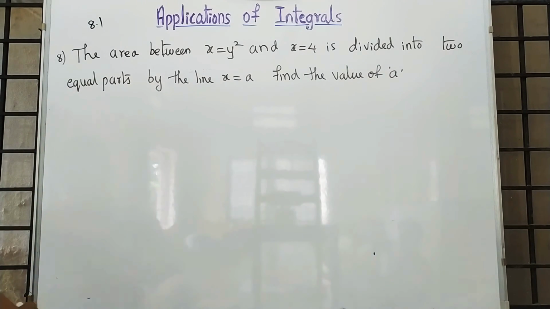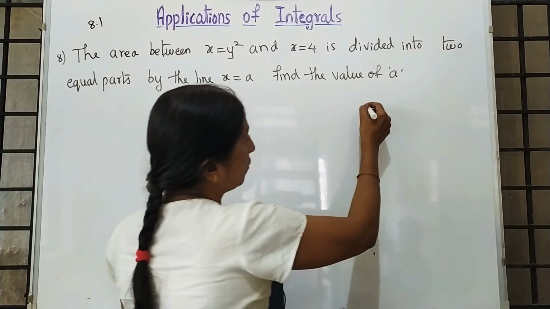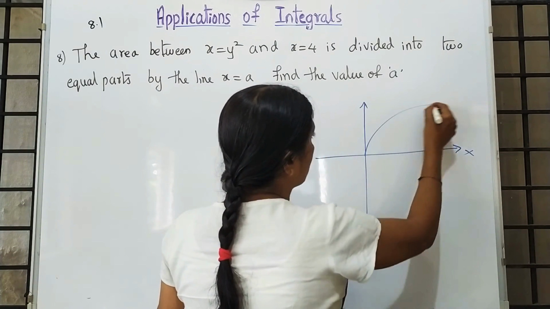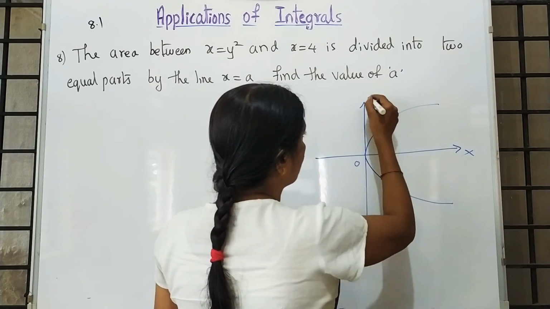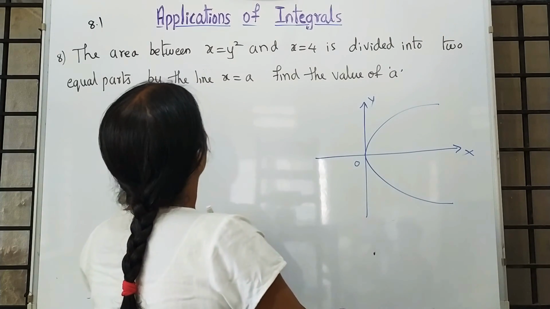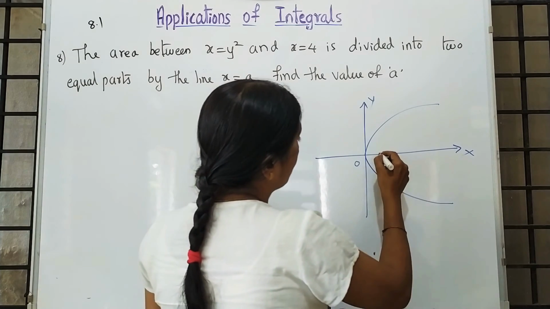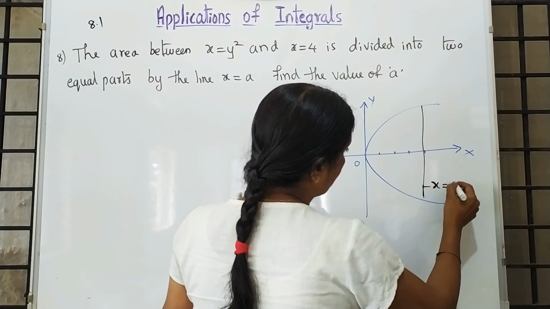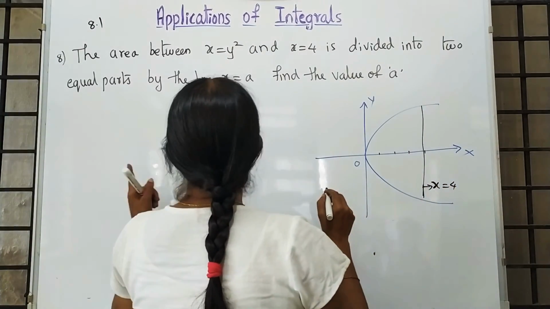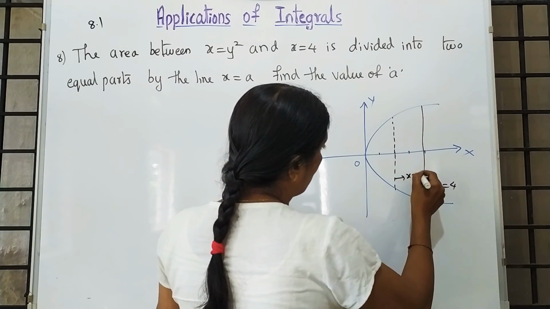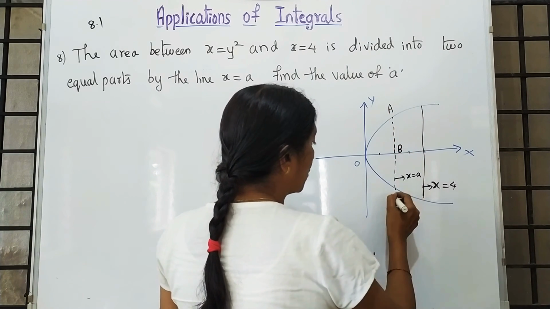See, first if you are familiar with the figure, then only you can draw, no? Then only you can write the area. x is equal to y square is what? It is a parabola, opens in the positive direction of x axis. And the area between the parabola and the line, the line is x is equal to 4, is divided into two equal parts by the line x is equal to a. This is the line x is equal to a. It divides the area into two equal parts.